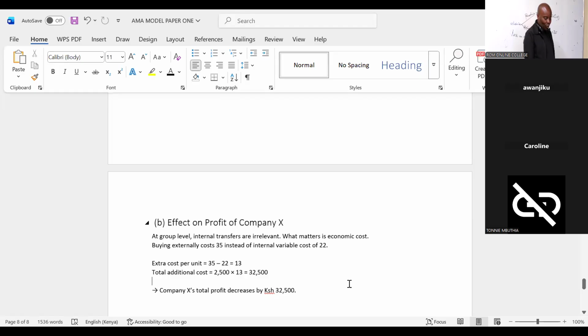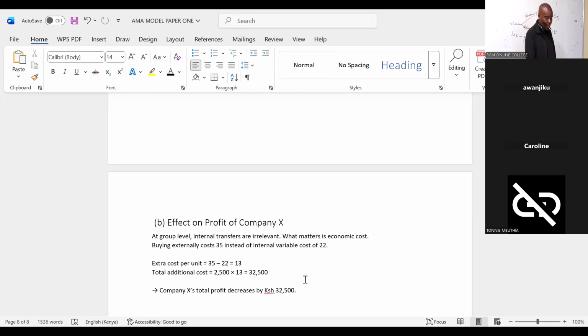Yeah. So at group level, internal transfers are irrelevant. What matters is the economic cost. Buying externally costs 35 instead of the internal variable cost of 22. So the extra cost that you're going to lose there is 13. So 13 times 2,500 gives us 32,500.